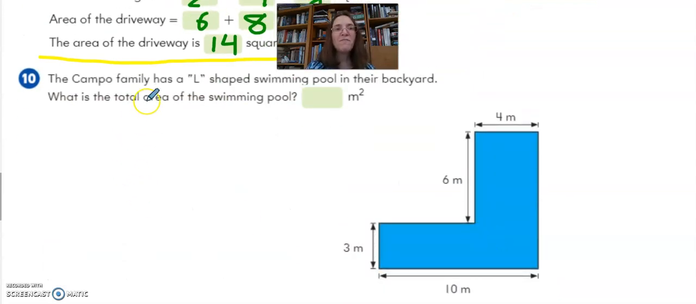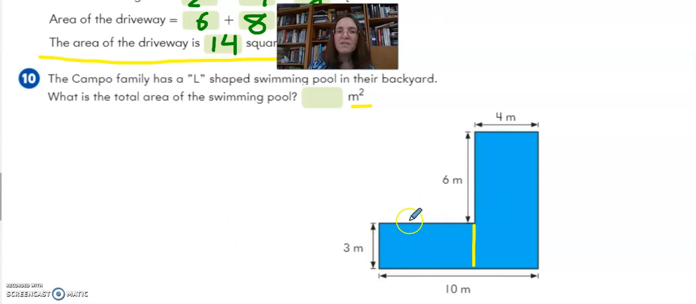Ooh, the Campo family has an L-shaped swimming pool in their backyard. What is the total area of the swimming pool, meters squared? Well, I think it would be easier for me if I draw a line right here and divide this up into 2 separate rectangles. But you may be thinking, Ms. Foster, I don't want the line to go there. I want the line to go right here. Either way is fine. So since you like this way better, I'll do this one.